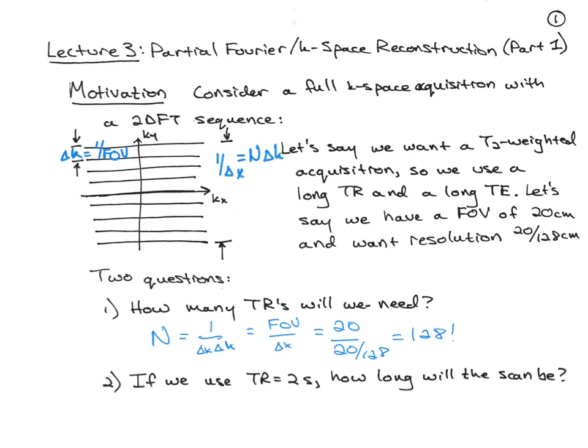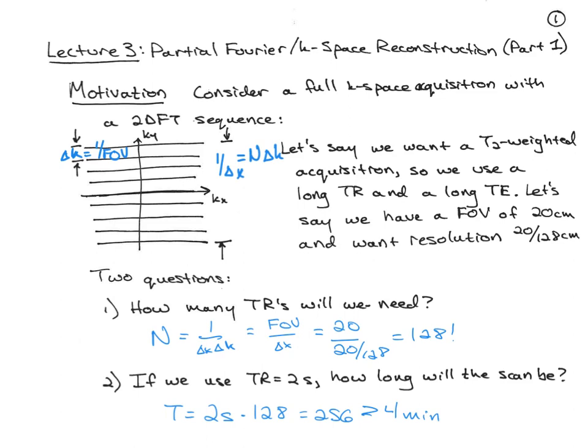If we use a TR of 2 seconds, then how long will this scan be? Well, we can calculate that from the fact that we have a TR of 2 seconds times n, which is 128. That's equal to 256 seconds, which is greater than 4 minutes. And which can be kind of a long time to lie perfectly still. And that's just for a single slice.